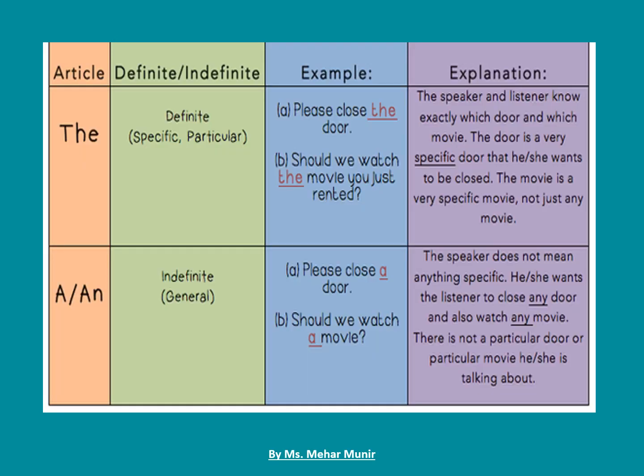This is a chart showing usage of articles, making the concepts of articles more clear. Article the, which is of course the definite article. Example, I'm reading out the blue box. A. Please close the door. The door is understood in this sentence. I am specifying the door to be closed, so I used the here.